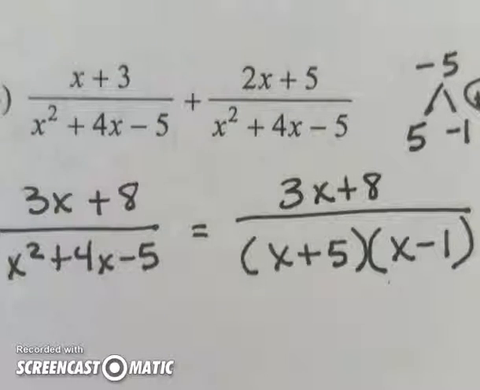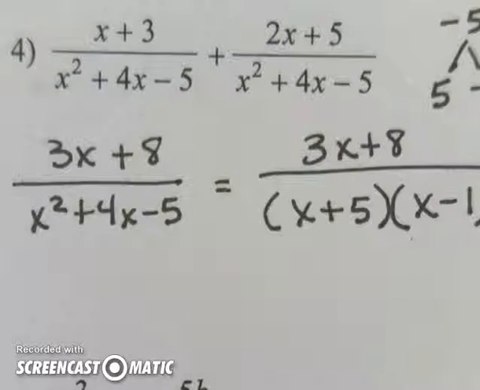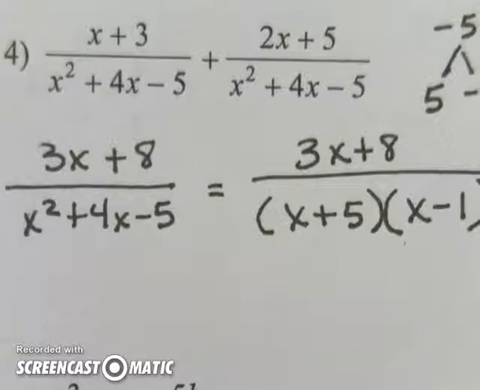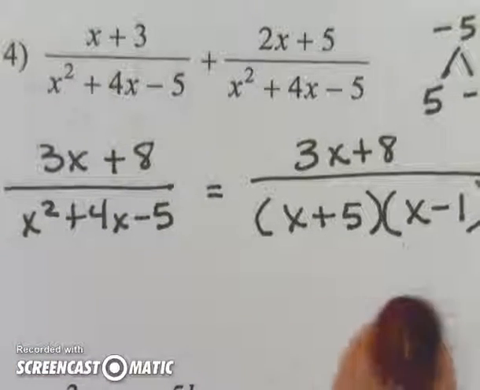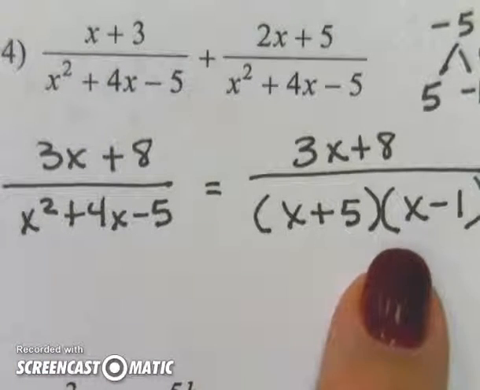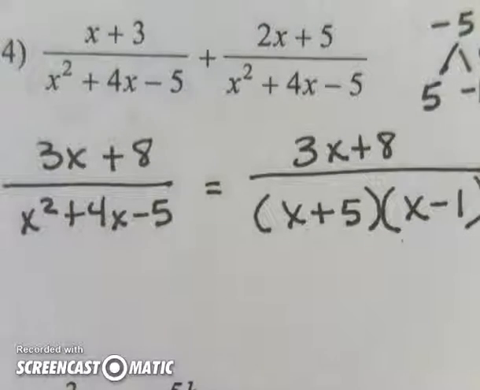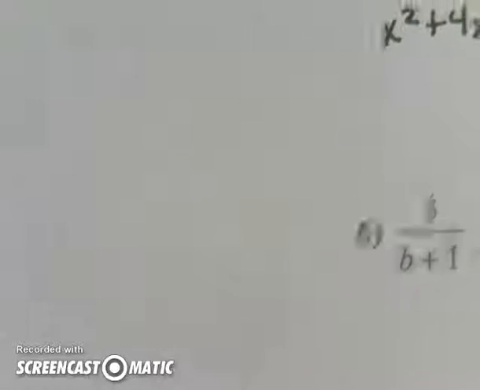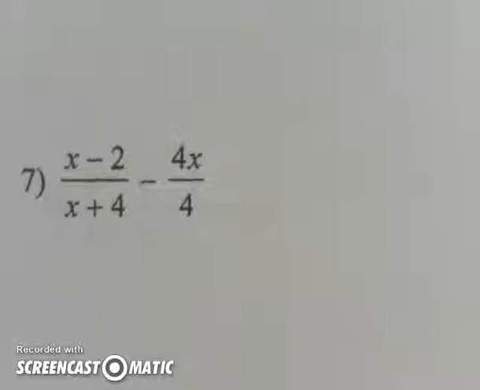When I have common denominators, all I have to do is add the top. Now, if I'm asked to find it in factored form, I need to factor my denominator. Let's look at another problem in which my denominators are not the same. Let's move over here to problem number 7.